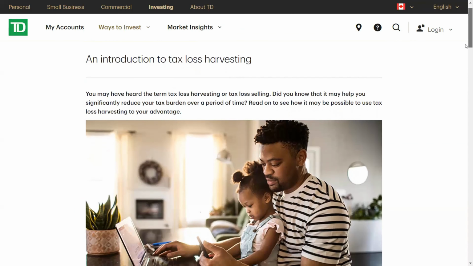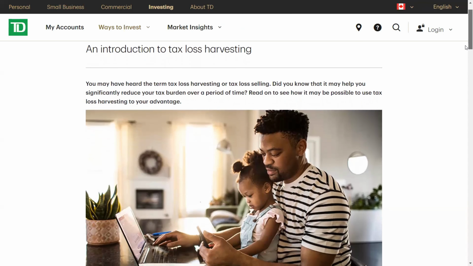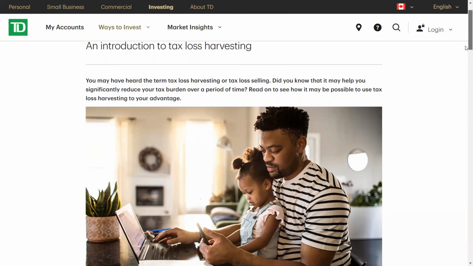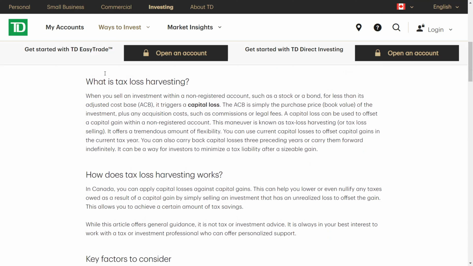Tax loss harvesting is a technique that can be used by investors to significantly reduce their tax burden potentially over time. In a nutshell, tax loss harvesting refers to investors selling an investment within a non-registered account, such as a stock or a bond, for less than their adjusted cost base or ACB, which as a result triggers a capital loss. The adjusted cost basis is pretty much the book value of the purchase, as well as any other costs incurred in acquiring that property, such as any commissions or legal fees paid.